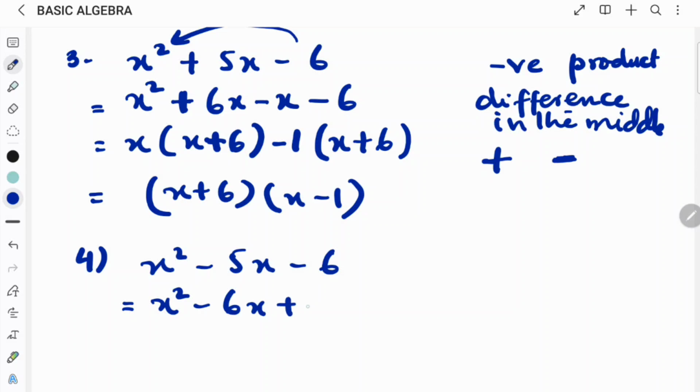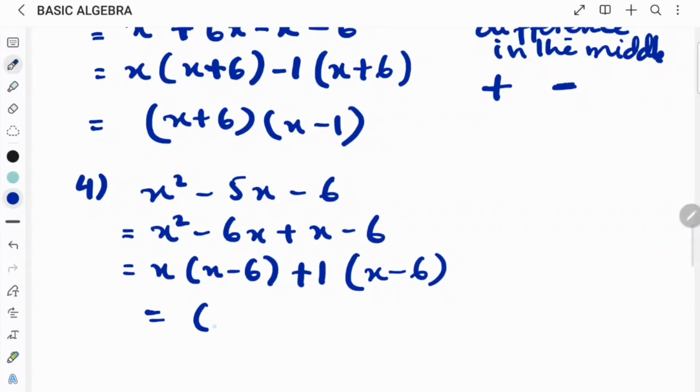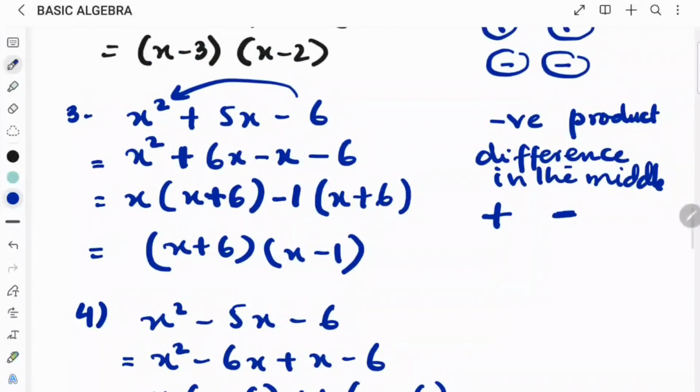So minus 6 plus x minus 6. X common, x minus 6. Plus nothing common, so 1 common, x minus 6. So you will have x minus 6 and x plus 1. Alright, so this is all in the factorization. Do more questions from the book, and then you will be able to do the past paper question.